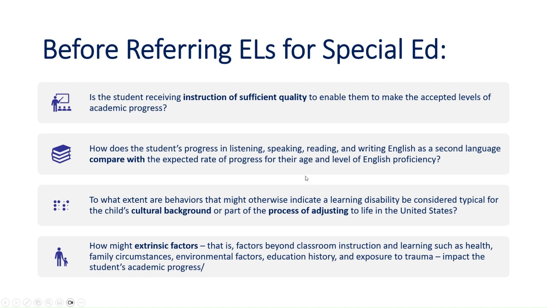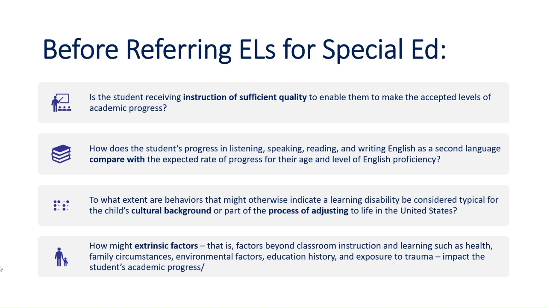Okay. Now, third is, to what extent are behaviors that might otherwise indicate a learning disability considered typical for the child's cultural background or part of the process of adjusting to life in the United States? So it's really important to recognize that many factors influence student learning, and culture is one of the most powerful. And changes in a student's life, like moving to a new country, being away from their friends, adjusting to a new environment, experiencing family transitions, all can impact academic performance.